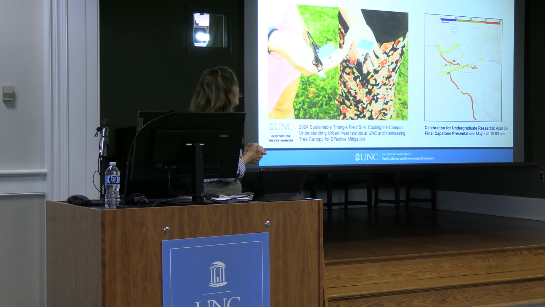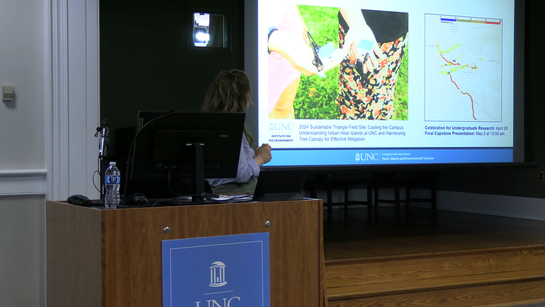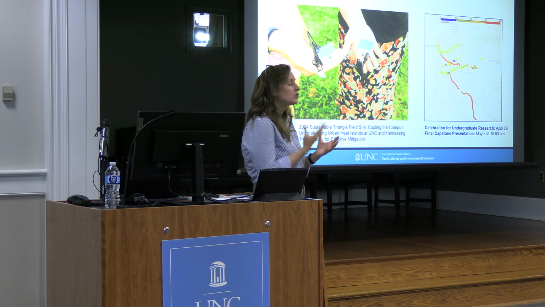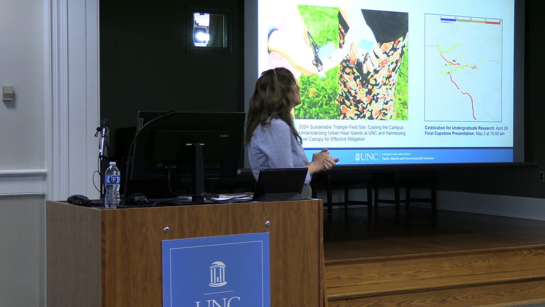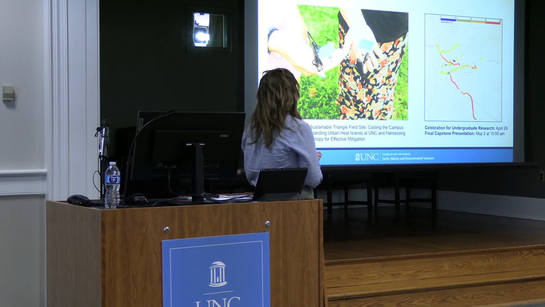And lastly, the studies that we're working on aren't limited to the lab. I just became the director of the Sustainable Triangle Field Site, and this semester students are mapping urban heat islands on campus using these awesome Pocket Lab sensors that we borrowed from the Institute for the Environment. And the goal is really to identify places where there is the potential to maybe mitigate some of these urban heat islands through, for example, thinking about landscape architecture on campus.